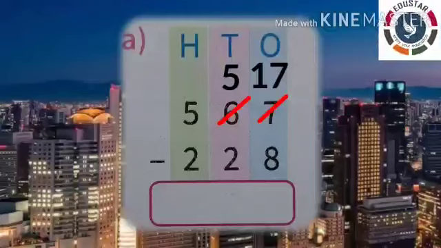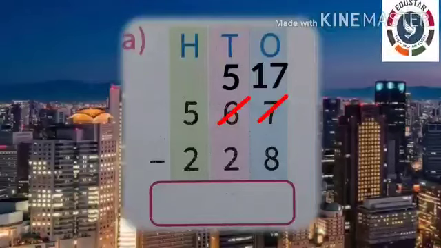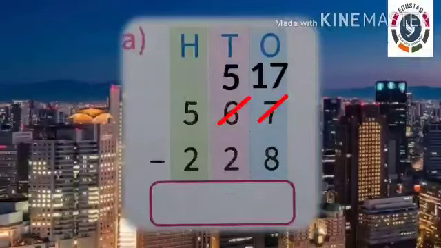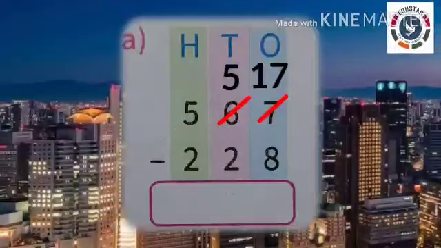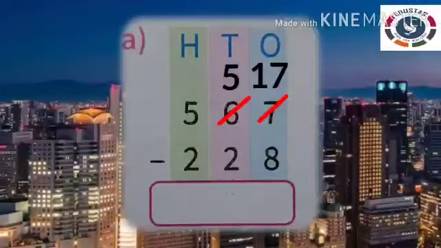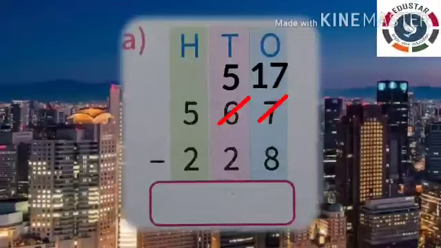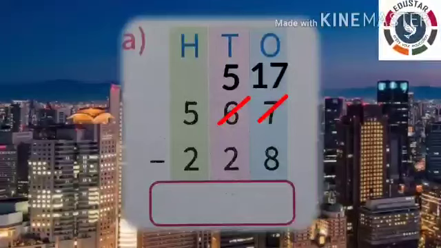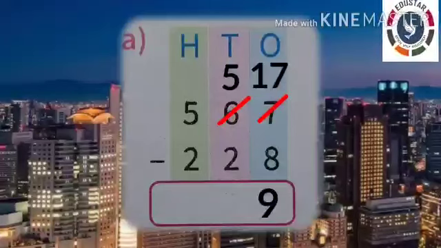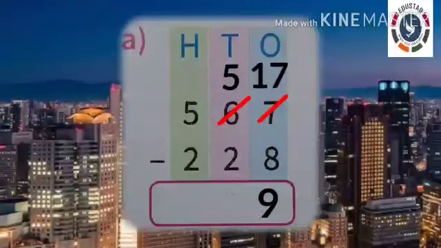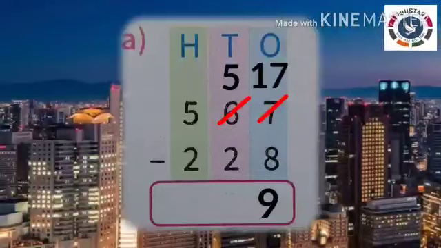8 in the mind. Take 0 finger. 8 after 9, 10, 11, 12, 13, 14, 15, 16, 17. How many fingers I raised now? 9 fingers, isn't it? So your answer is 9. Write 9 in ones column. Then we will move on to tens column.